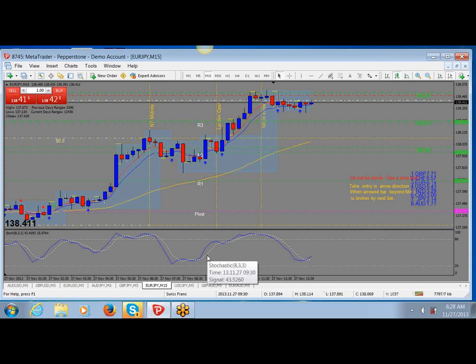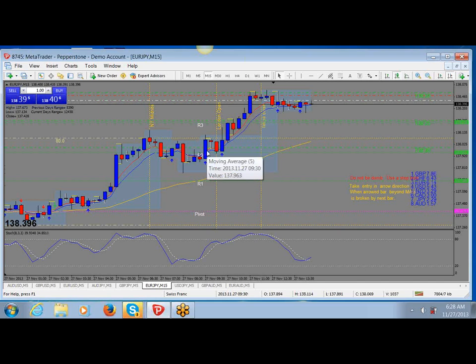See where the stochastic broke and the 5 and the 8 broke? You talking about right in here? Before that, the 2 candles before that. Here? Yeah. Where would you enter on this? The close of that candle. Right here? Right in there. Once your 5 and your 8 cross and your stochastic's up, just jump in.